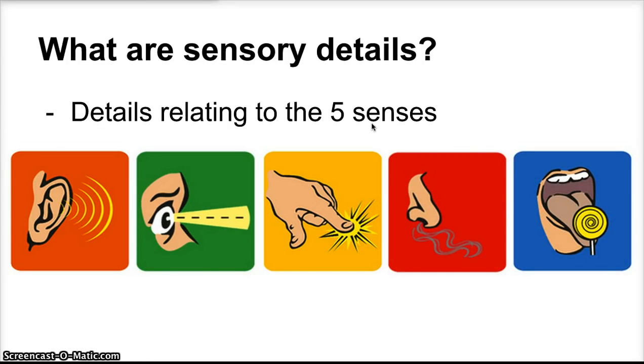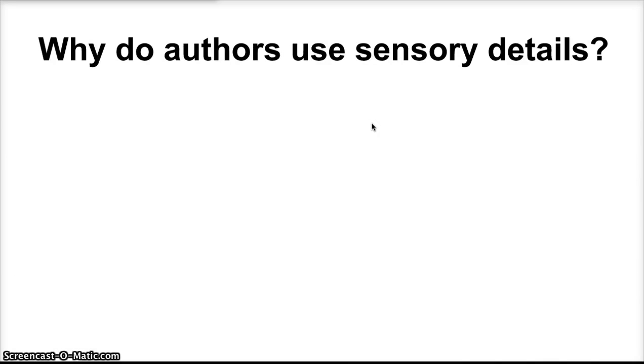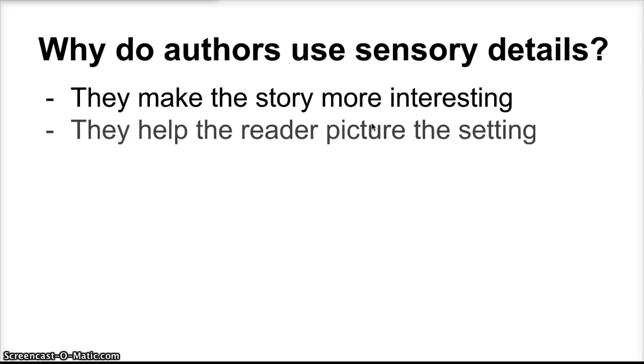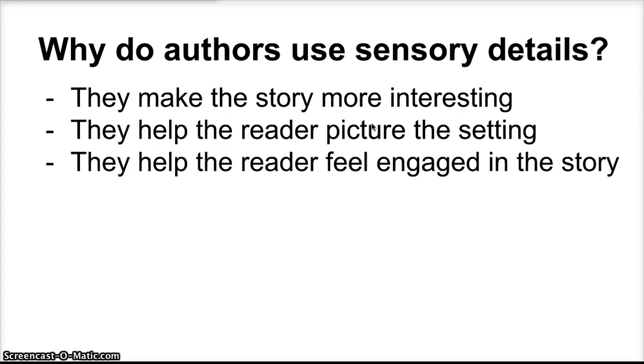So these are details that authors use in their writing that give a sense to the reader of what it would be like to stand there, to hear, to see, to touch, to smell, and to taste actually what's going on in the story. So why do authors use sensory details? Well, sensory details make the story more interesting. They also help the reader picture the setting. And they help the reader to feel engaged in the story. Again, this is where you really feel like you are standing there. You are in those characters' shoes.